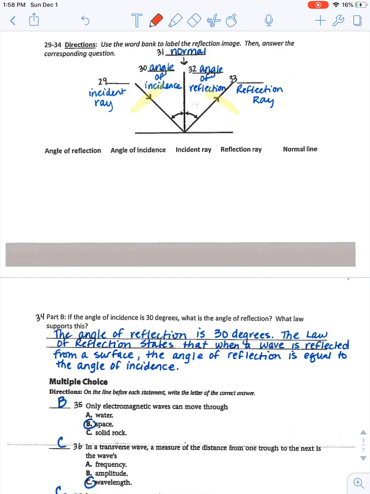Okay, I believe that we are going to tell you which way the light is coming from. There'll probably be like a flashlight or something showing you the light's coming this way. That way you know which one is your incident and which one is your reflection.